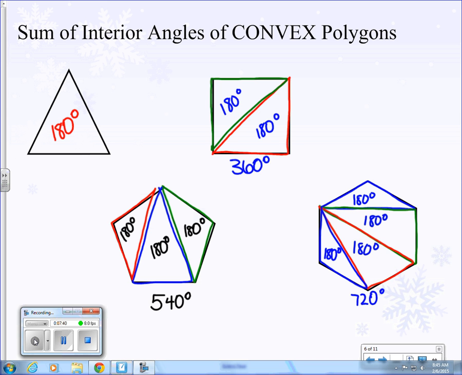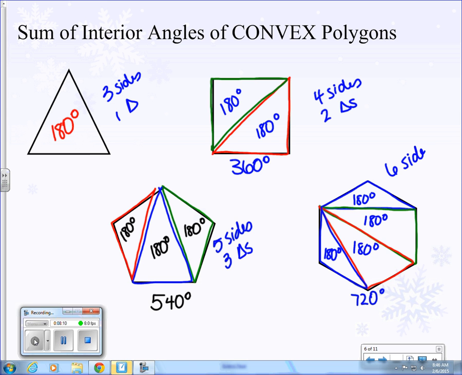720 degrees. Well, if we look at the number of sides versus the number of triangles, we can see a relationship. In a triangle, there are 3 sides and a minimum of 1 triangle. In a quadrilateral, we've got 4 sides and a minimum of 2 triangles. In a pentagon, we've got 5 sides and a minimum of 3 triangles. And in our hexagon, we have 6 sides and a minimum of 4 triangles.